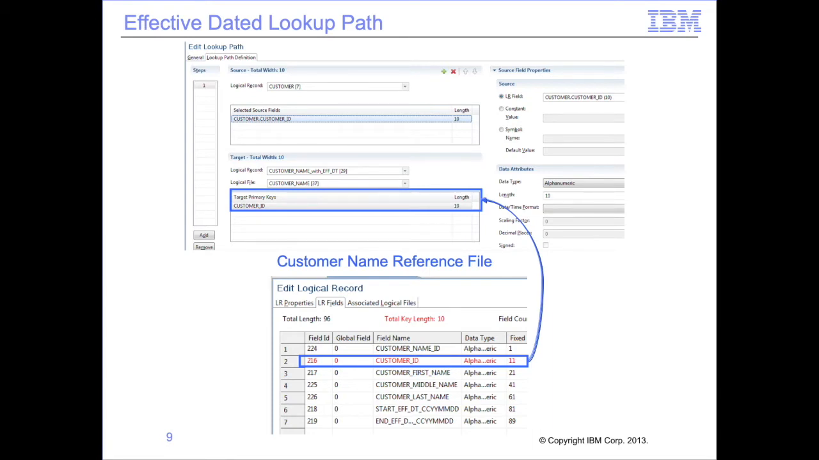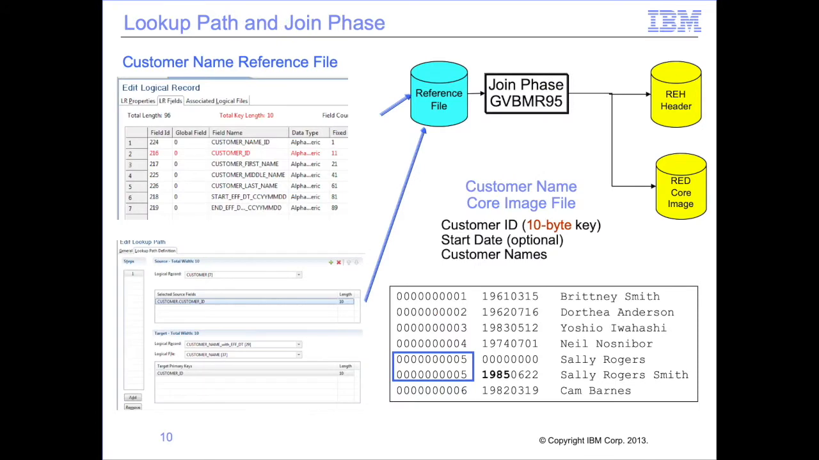In this example, only the field to be used to search the 10-byte customer ID is defined in the lookup path. Use of a start date or a start and end date affect the join phase processing. It's not possible to use just an end date. The value in these fields are added to the RED core image file at the end of the LR-defined key data.